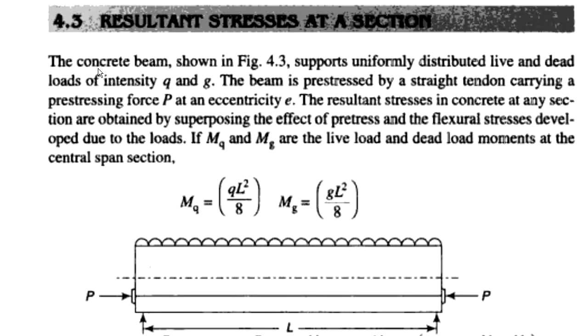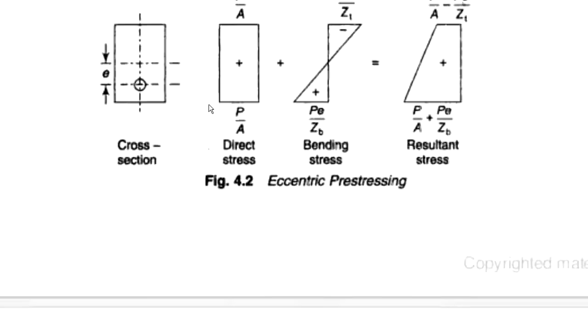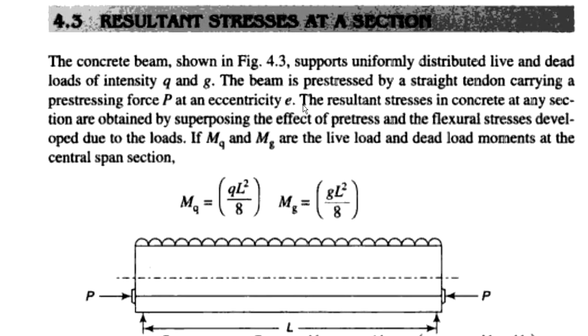The concrete beam as shown in the figure supports a uniformly distributed live load. You can see distributed live and dead loads of intensity Q and G. Live load is Q, dead load is G. Dead load means the self weight of the beam. The beam is pre-stressed by a straight tendon carrying a pre-stressing force P, at an eccentricity E. So this case is covered now, at an eccentricity E.